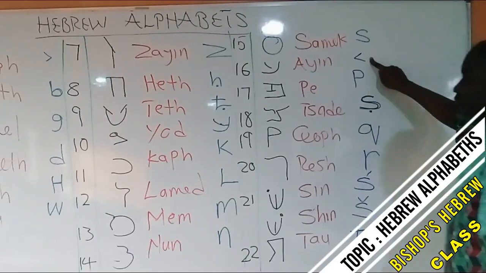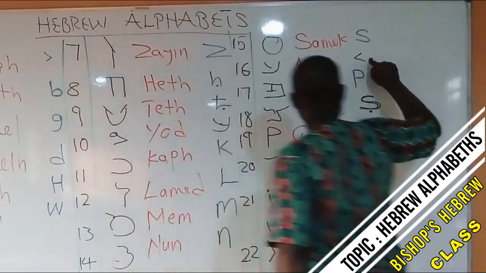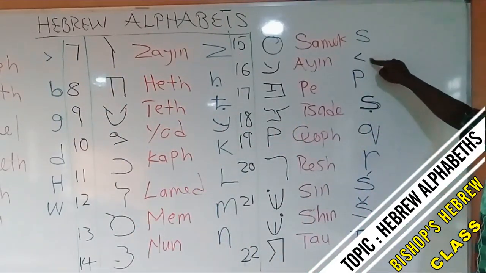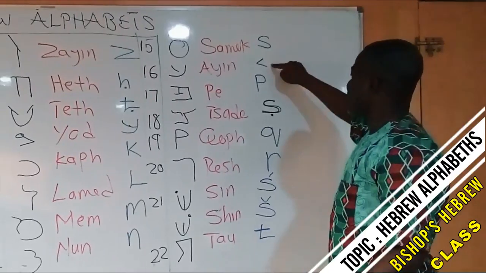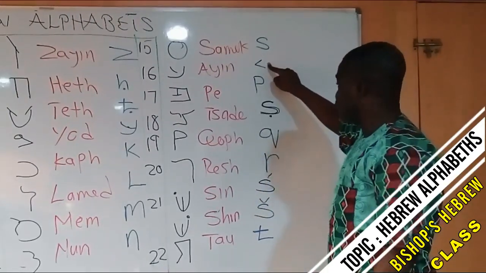Ayin is almost the same thing as Aleph. One is greater than, the other one is less than sign, just like we have it in mathematics. So it's not standing for anything. These are guttural letters that are only supportive when you write them.